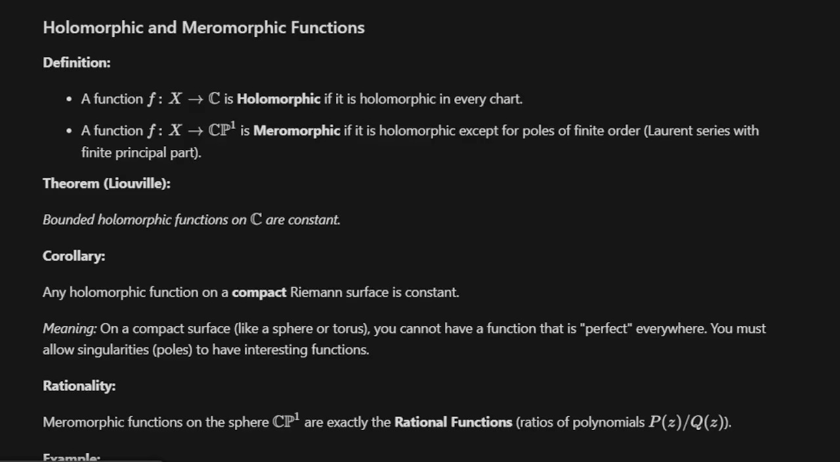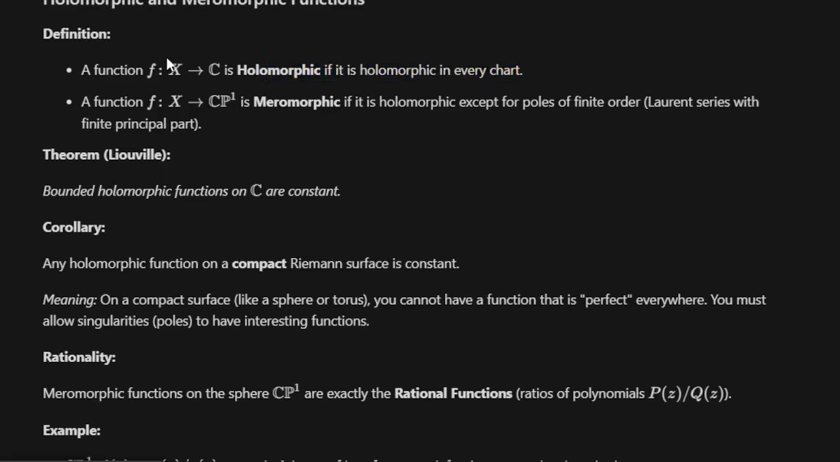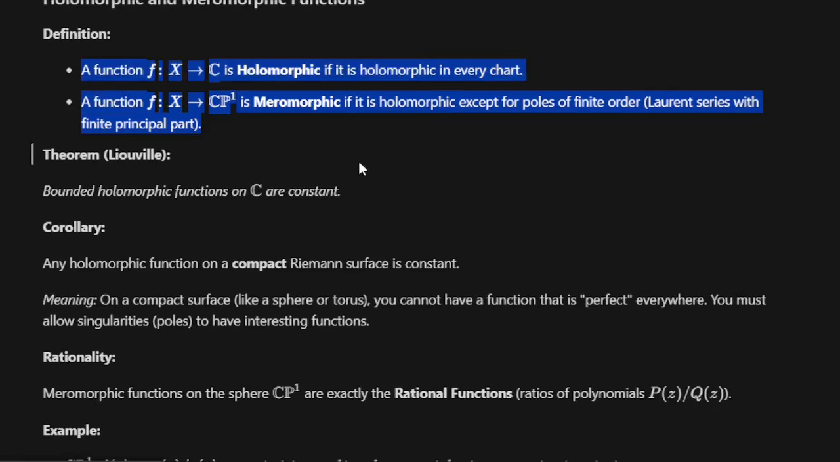All right. Now let's look at holomorphic and meromorphic functions. So how do we study these Riemann surfaces? We first need to study the functions that live on them. So we would say a function is said to be holomorphic if it is holomorphic in every chart. All right. So a function from a topological space to the complex numbers. Okay, and then we can also have a function from a topological space to the complex projective line that is meromorphic if it is holomorphic except for poles of finite order. And this can be found via the Laurent series with a finite principal part.